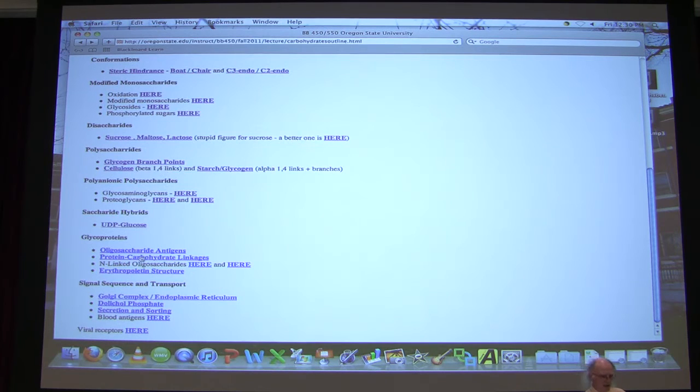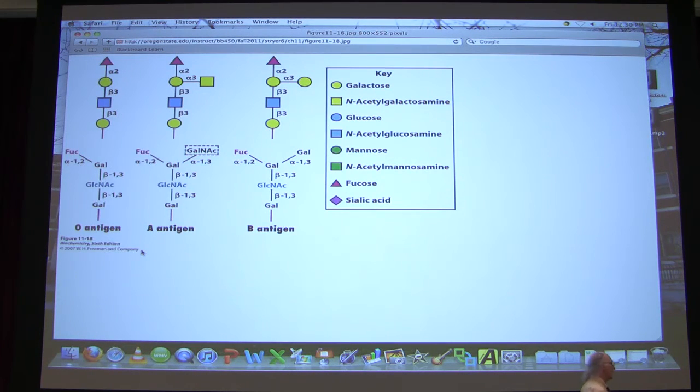Let's see. Glycoproteins. Glycoproteins, as their name suggests, are combinations between sugars and proteins. And you might say, what's the difference between a glycoprotein and a proteoglycan? A glycoprotein versus a proteoglycan. Well, let's think back to proteoglycan. A proteoglycan was a protein linked to a glycosaminoglycan.